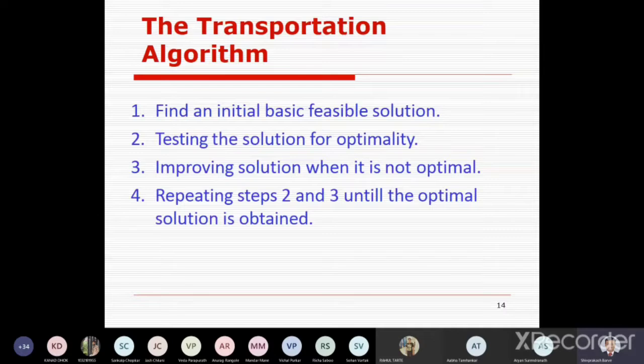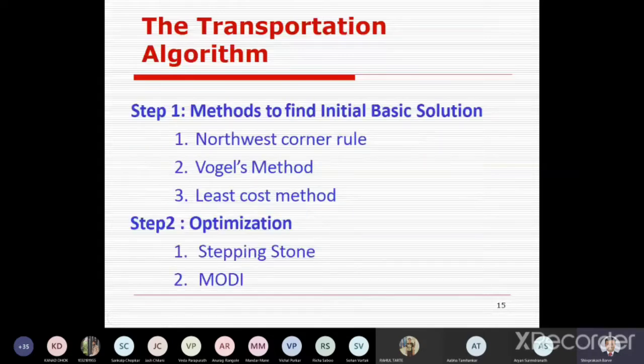So these are the various steps in the transportation problem: find the initial feasible solution by one of the basic feasible solution methods, test the solution for optimality, improve the solution till it is optimal, and repeat step 2 or 3 till it becomes the optimal solution. The methods to find the initial basic solution, which we have already discussed, are the northwest corner method, Vogel's approximation method, and the least cost method. For optimization, there are the stepping stone method and MODI, the modified distribution method.